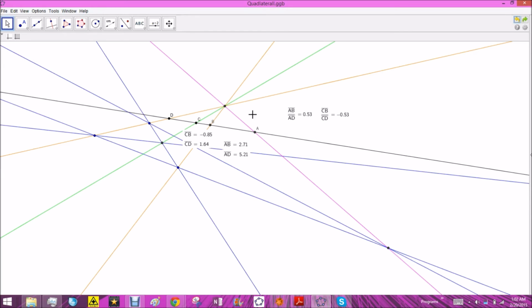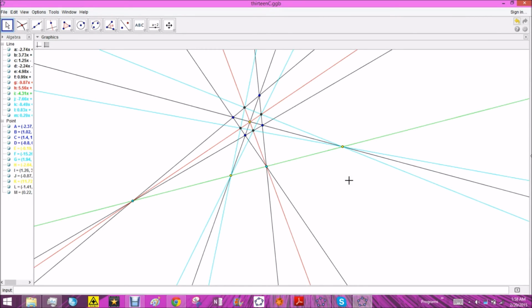And so A divides BD externally as C divides BD internally. And so they're harmonic conjugates. And this is a harmonic range, and so we have a harmonic pencil.